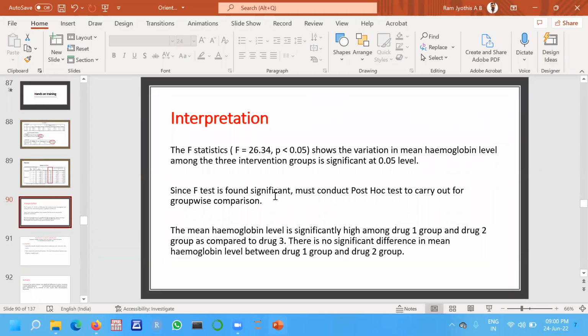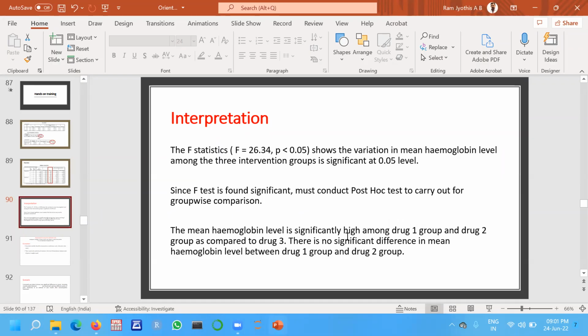ANOVA test. See, this is the interpretation. F statistic, F is equal to 26.34. This is how you have to write in your study. The result part you have to write like this: F statistic, F is equal to 26.34. P value, P is less than 0.05, shows that the variation in the mean hemoglobin level among the 3 interventional groups is significant at 0.05. Since the F value is found to be significant, we must conduct a post hoc test to carry out group-wise comparison.